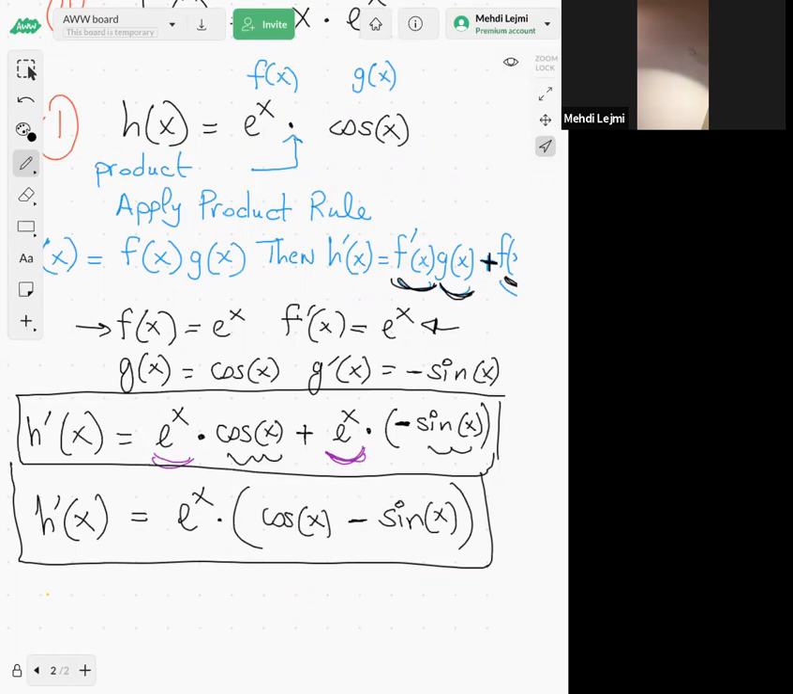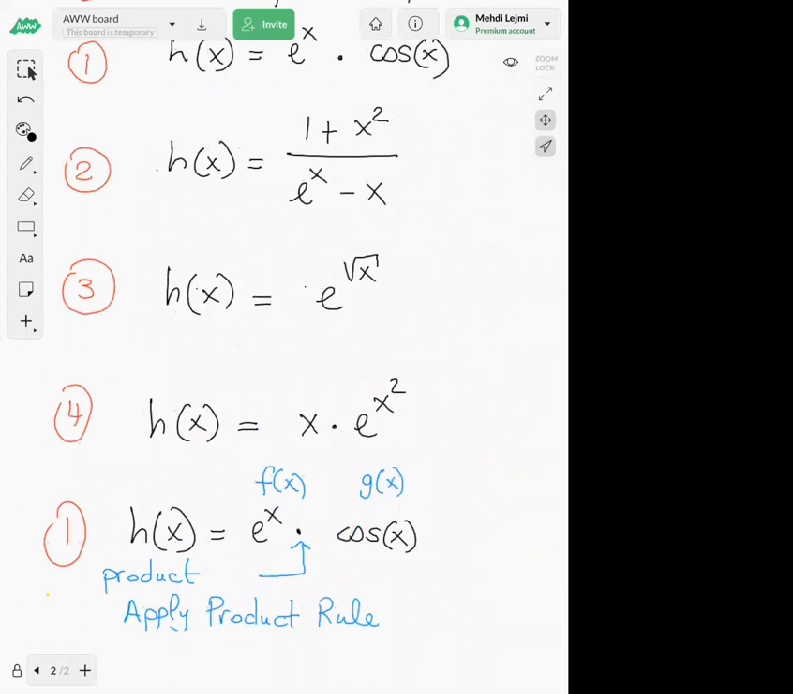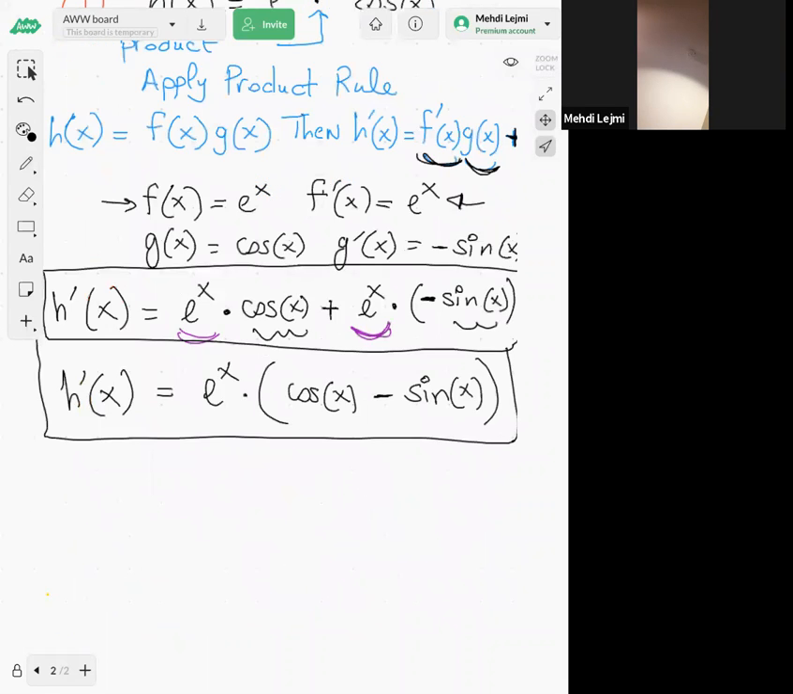All right, so what about number 2? Number 2, you can see, is the quotient rule. Absolutely, thank you, Juanita. Yes, so number 2 is going to be a quotient rule. So let me write down number 2.